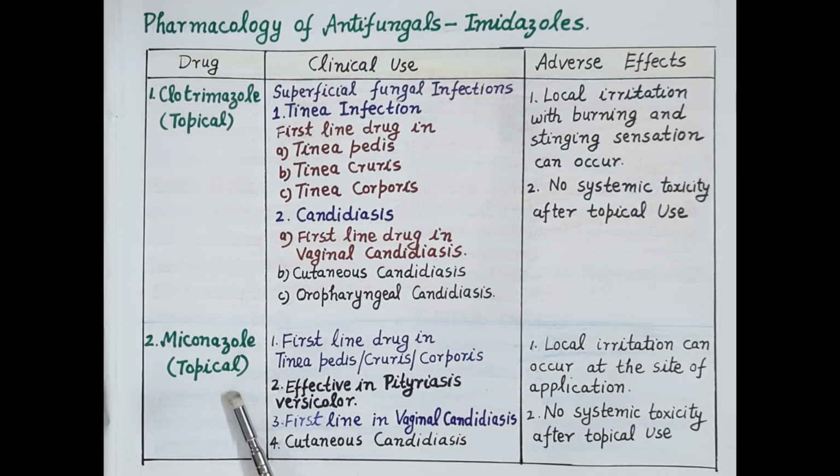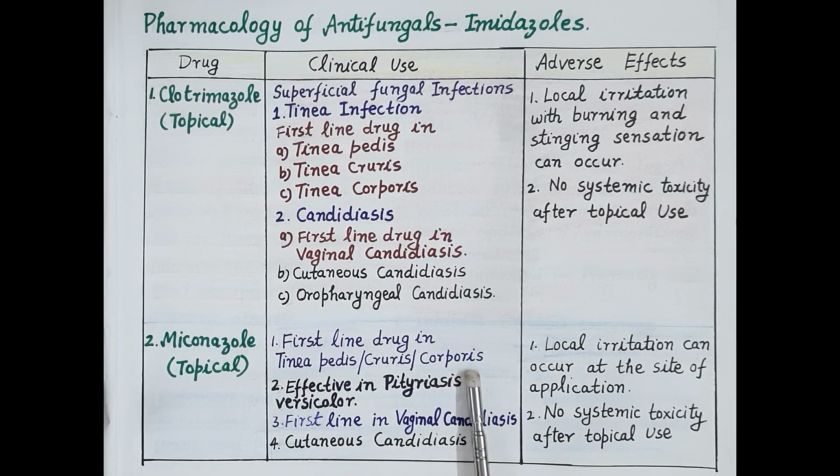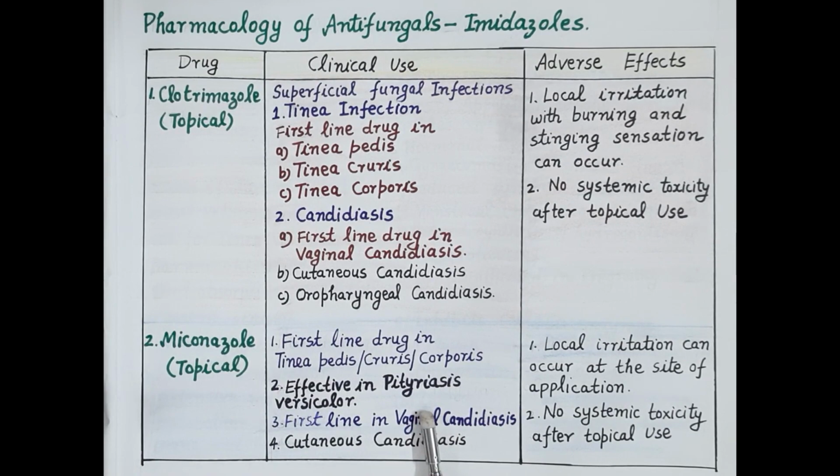Now, next topical imidazole is the miconazole. Like clotrimazole, topical miconazole is also efficacious and it is also a first line drug in the treatment of superficial tinea infection, that is tinea pedis, tinea cruris, tinea corporis. Apart from these tinea infections, it is also effective against pityriasis versicolor, which is also known as tinea versicolor.